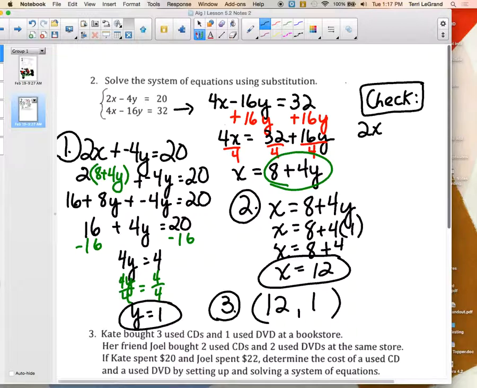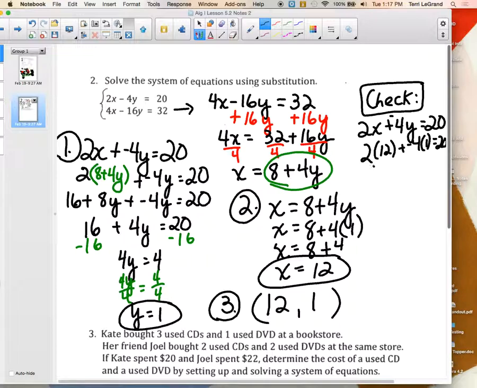So let's start with our 2x minus 4y equals 20. Maybe better known as 2x plus negative 4y. And the reason that that's kind of important to do is especially when those x's and y's are negative, it just helps us. This time I'm not, but, so we're going to put in our x value of 12 and our y value of 1 and see what happens as we simplify using order of operations.